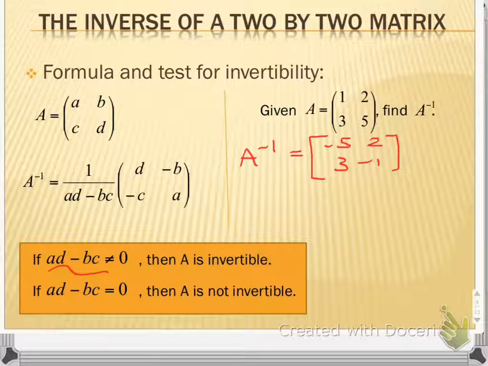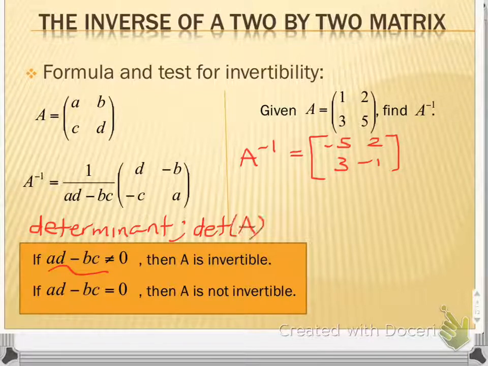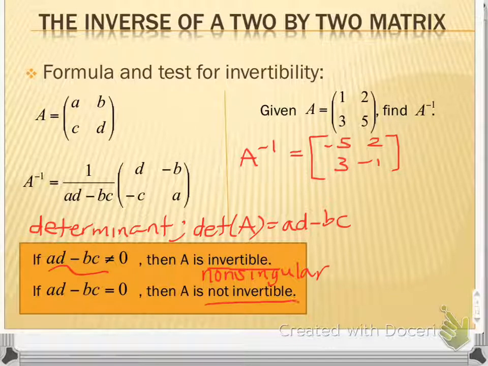All right, so this is where we left off in class, and this right here we talked about: A times D minus BC. There's a formal name for that. It's called the determinant, and the notation is det A. That's notation for the determinant of matrix A, and that equals AD minus BC. And recall we talked about in class that if A is invertible, then it's a non-singular matrix. And if A is not invertible, we call it a singular matrix.